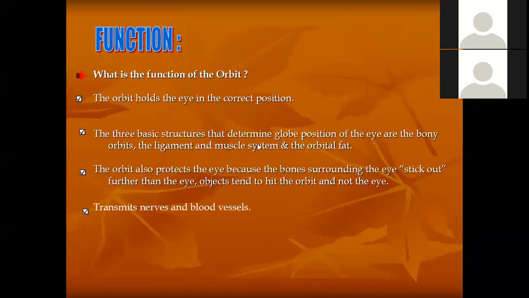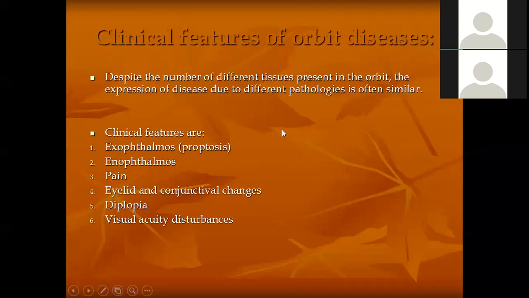Now what is the function of the orbit? It holds the eyeball. Okay. And then it contains the muscles which move the eyeball. It contains the fat cushion. Okay. And then it protects the eyeball because of the bony structure. And then it's also a route of entry for the nerves and blood vessels. The nerves and blood vessels which enter or exit the orbit have to pass through it. Okay, so that is also one of the functions.